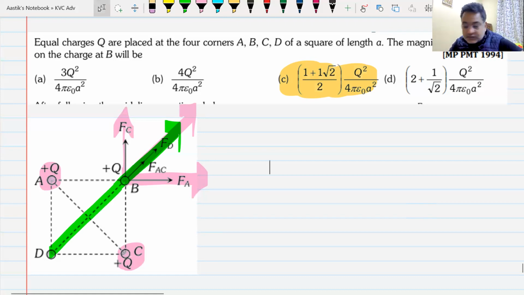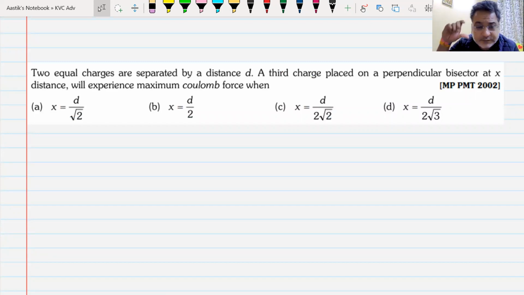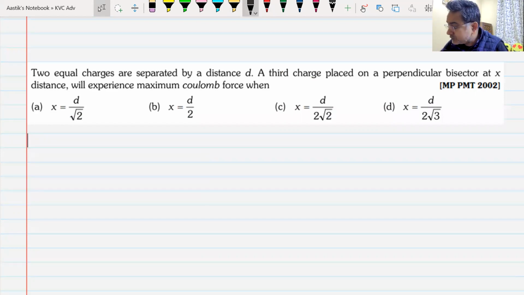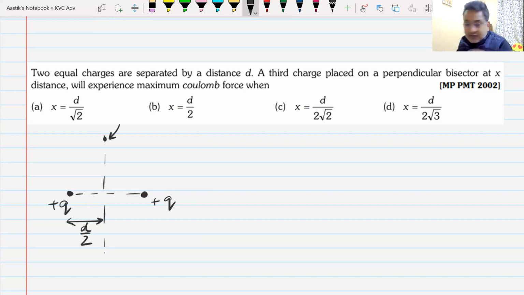Now, whenever they ask you the maximum force, what you got to do to find out the maximum force is you will have to find out the force as a function of x, and then you will have to differentiate it. Do we understand what I'm telling you? Yes, sir. Right? Now, here what I have is 2 point charges equal in magnitude. You just remember it as a concept. Plus q. This is the perpendicular bisector. Distance is d by 2. They're asking you to find out the point where the maximum force exists on the perpendicular bisector. Do we understand this? Yes, sir.